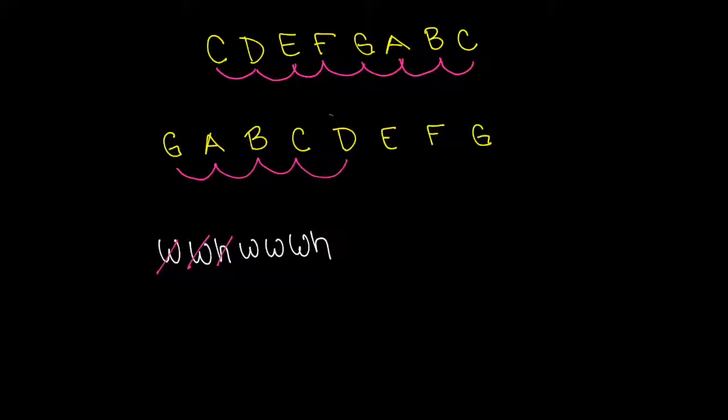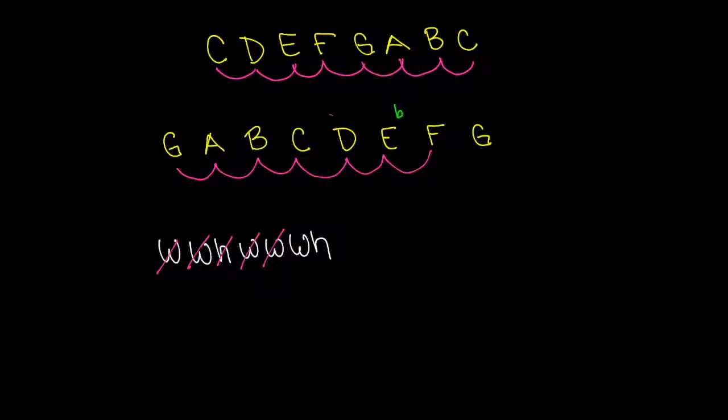C to D, is that a whole step? Yes, it is. D to E, is that a whole step? Yes, it is. E to F, is that a whole step? And it is not a whole step, but it needs to be. So E to F needs to be a whole step. What can we do to make this a whole step? Well, let's see. First off, let's try putting an E flat here.